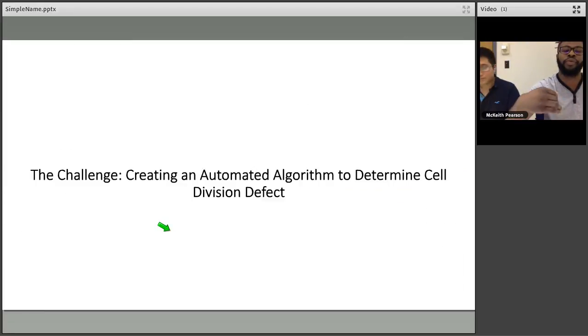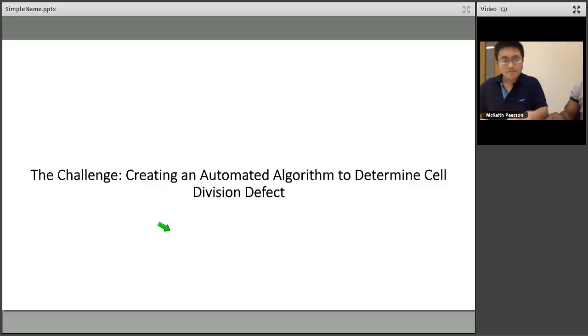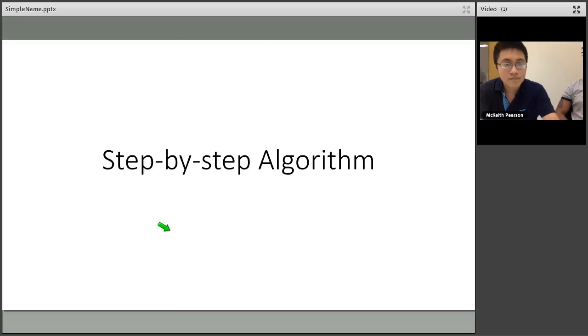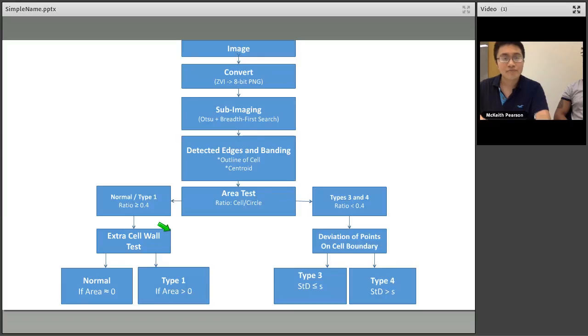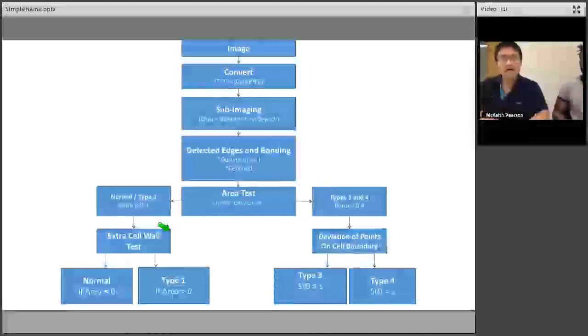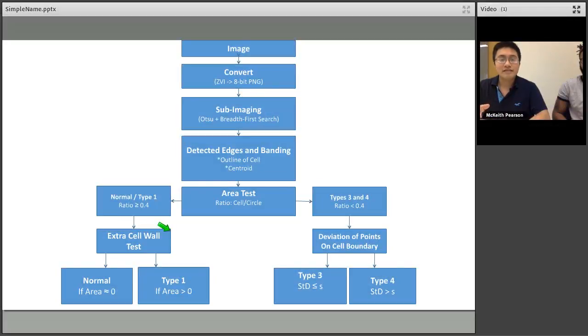So over the summer, we were thinking about creating an automatic algorithm to determine cell division defect. And from here, Felix will take the floor. All right, I'll be explaining the step-by-step process underlying our algorithm. Here you see the actual underlying process within each step. Now, the experimenter will only see the image or images inputted and the outputted quantification. But I'll be going through each step in the upcoming slides.